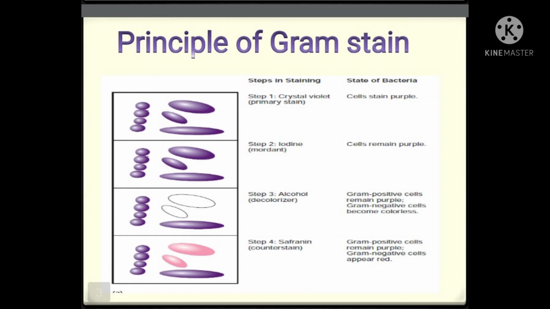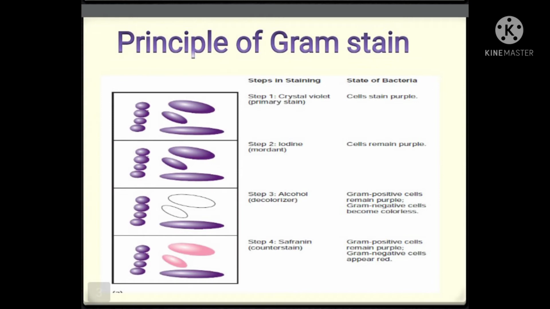Crystal violet dissociates in aqueous solution into crystal violet ion and chloride ion. This ion penetrates the cell wall of both gram-positive and gram-negative cells. The crystal violet ion interacts with negatively charged components of the bacterial cell and stains the cell purple in color. Iodide interacts with crystal violet ion and forms a large complex, called the CVI complex, that is crystal violet iodine complex, within the inner and outer layer of the cell.